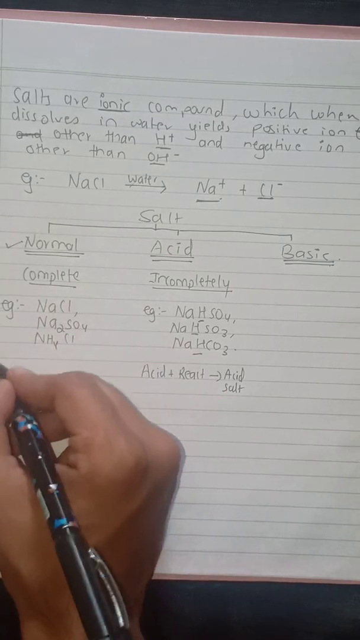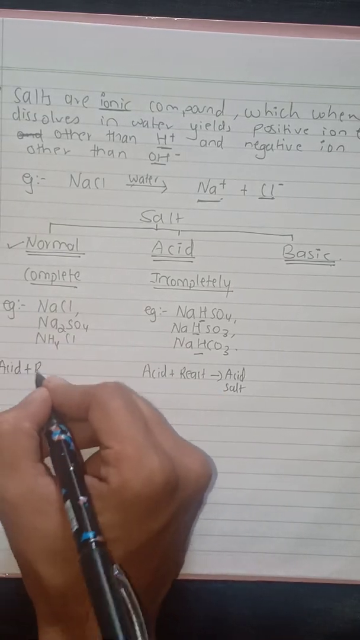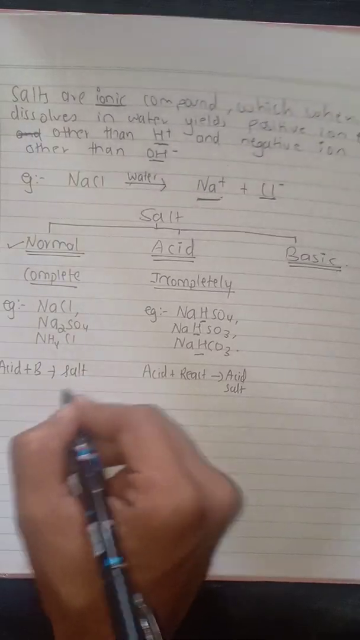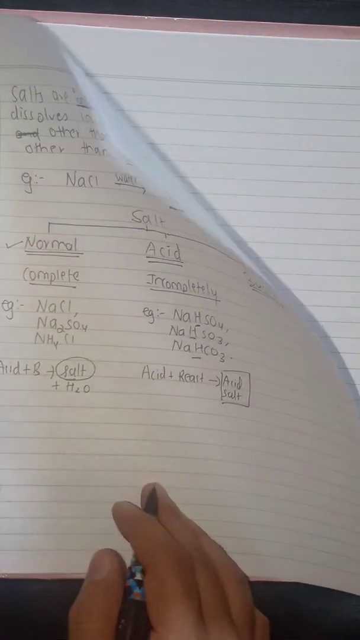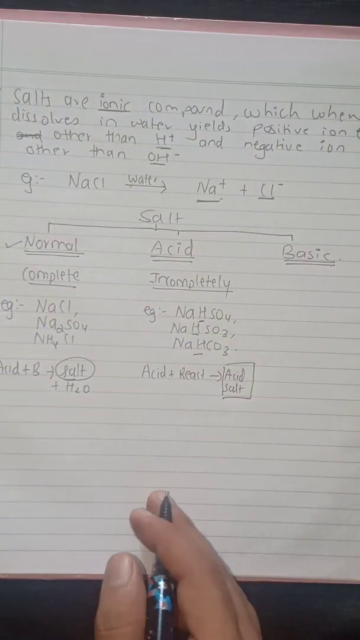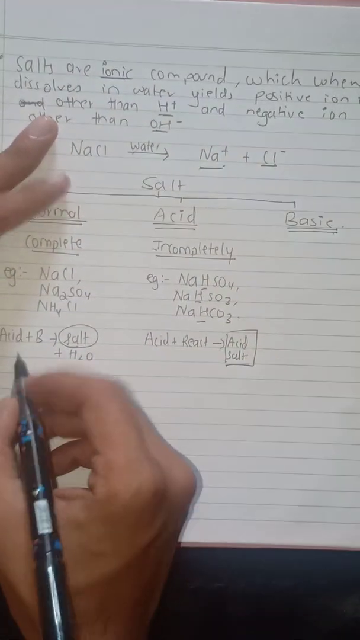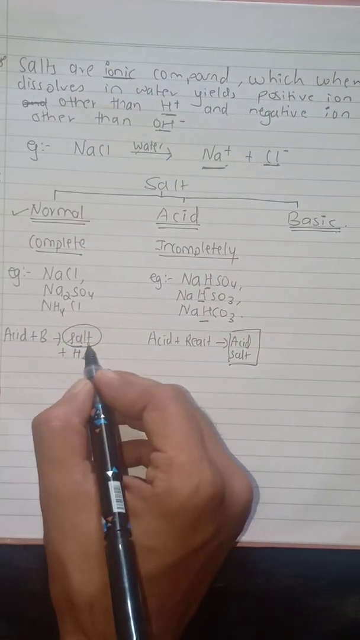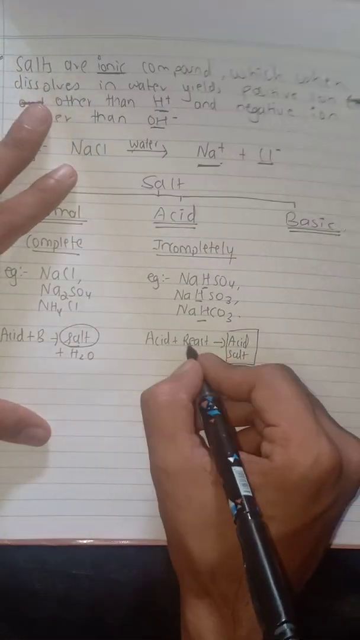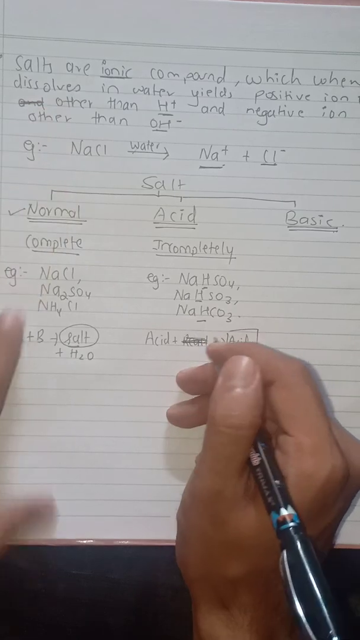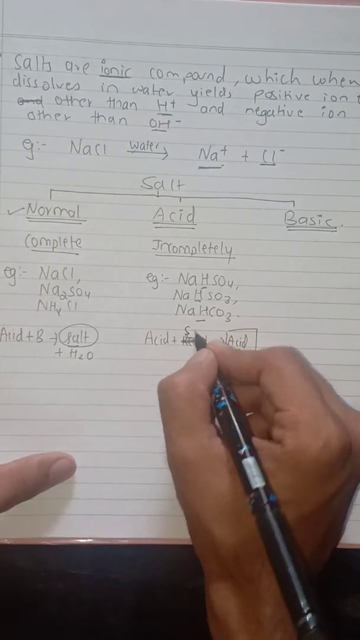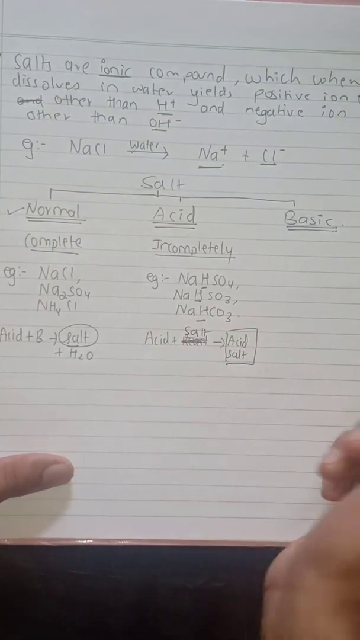And here, acid plus base gives you salt plus water. Okay, so this is a normal salt and this is an acid salt. See, acid and base will give you a proper normal salt, and acid plus a normal salt will give you an acid salt.